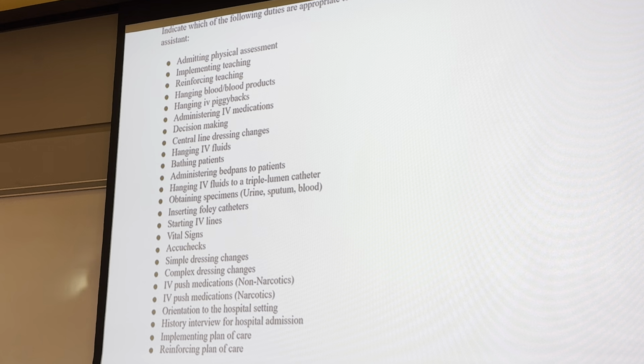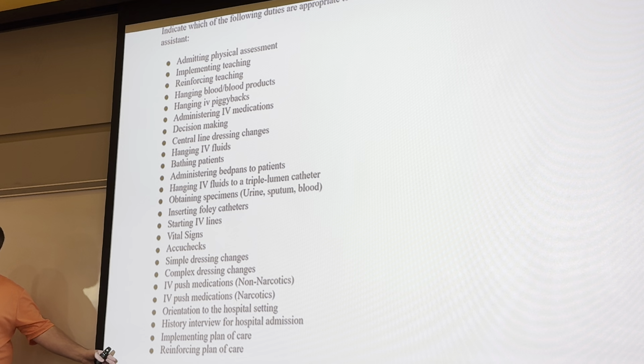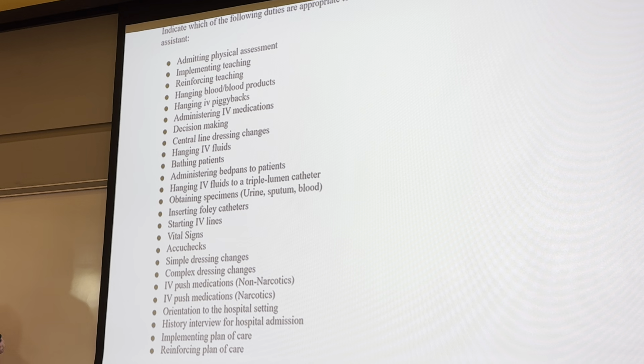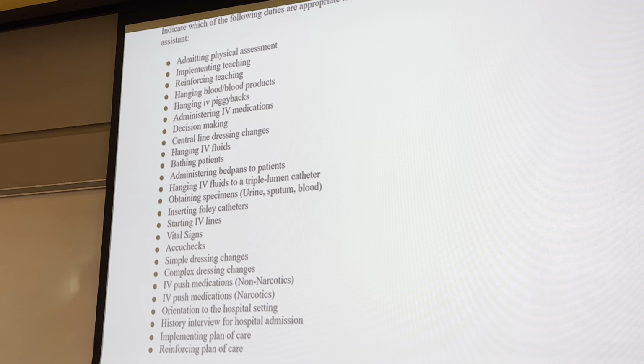Now the difference here: reinforcing that plan of care. LPN. Can a CNA do that too though? Can't they turn their patient every two hours? That's implementing, or reinforcing, the plan of care. But it's still up to the RN to make sure, when we delegate those things, that they get taken care of.